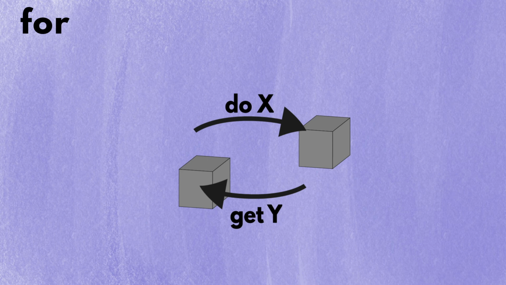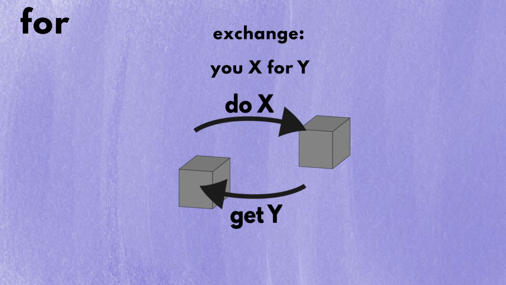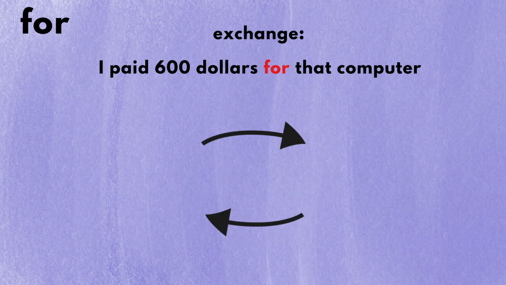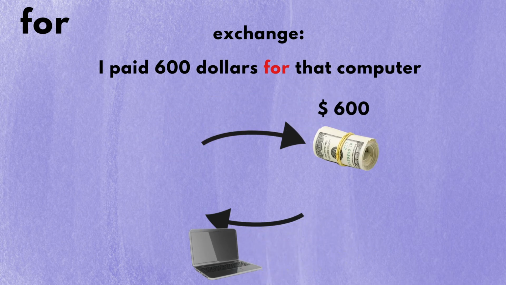Moving on, let's talk about the meaning of the word "for." The core meaning of the word "for" refers to exchange. For instance, if you say you do X for Y, it means that you do X and get Y in return. For instance, "I paid $600 for the computer" means that I paid $600 and got the computer in return.